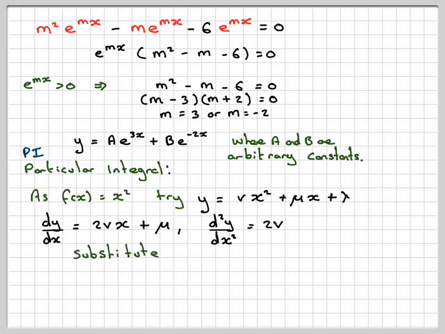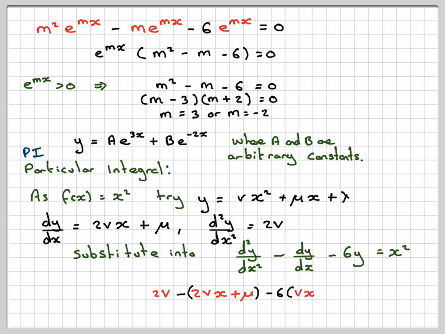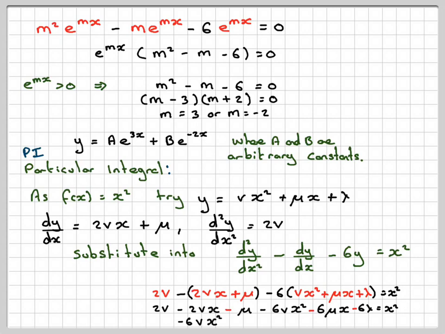Now we substitute this into the given differential equation with f of x on the end. So the second derivative minus the first derivative minus 6y is equal to x squared. So we're going to do 2v minus (2vx plus mu) minus 6 times (vx squared plus mu x plus lambda) is equal to x squared. So, sorting that out by expanding the brackets, we get minus 2vx minus mu minus 6vx squared minus 6 mu x minus 6 lambda is equal to x squared. So for x squared we're going to have minus 6v x squared, and then for the x's we're going to have minus 2v minus 6 mu of x, and then for the constant term, we're going to have 2v minus mu minus 6 lambda is equal to x squared.